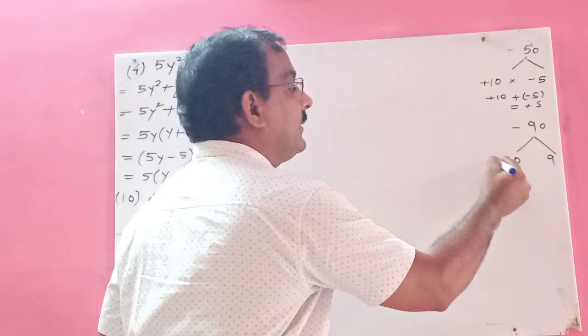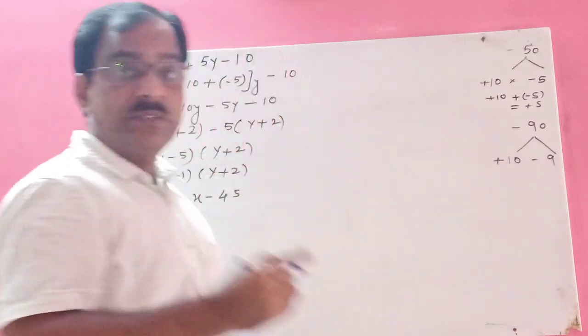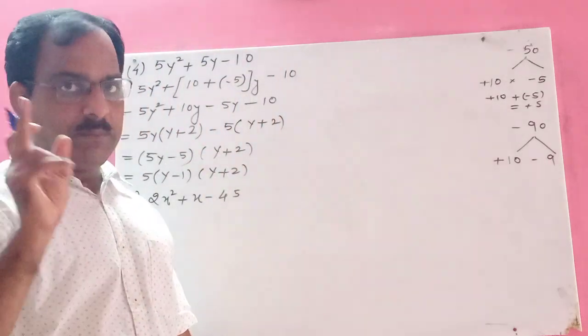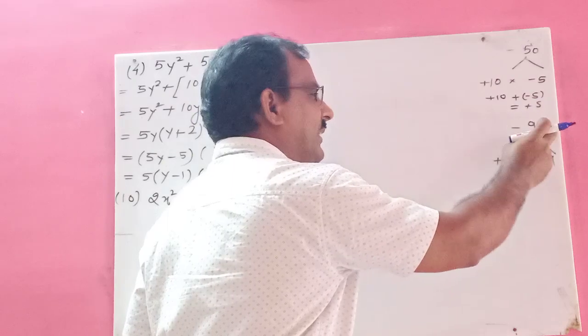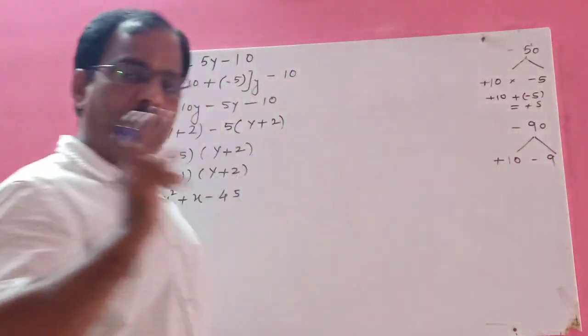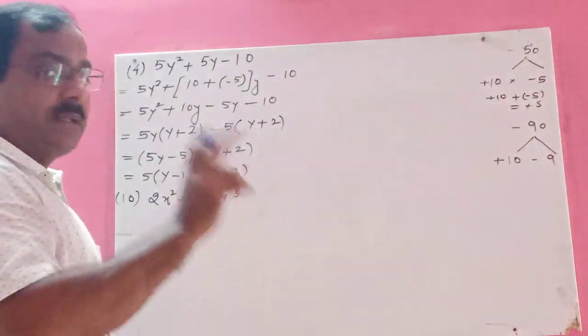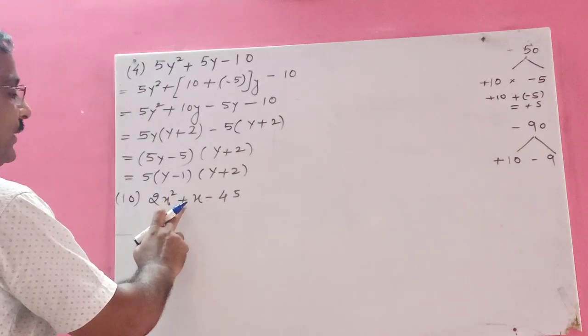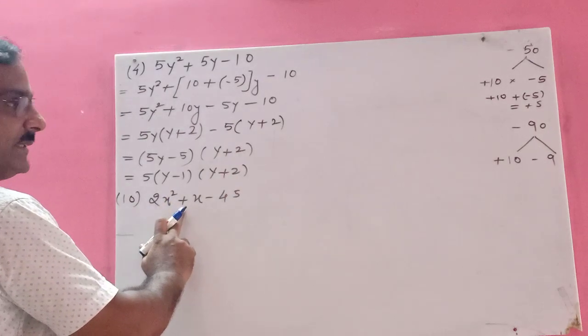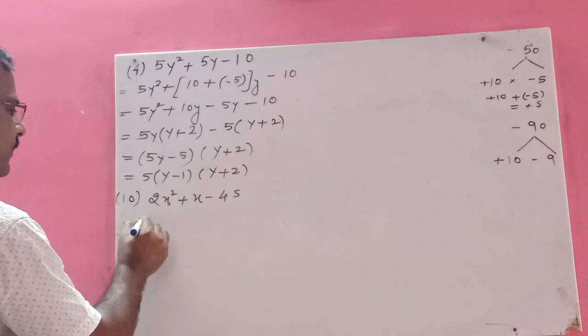So here if I am taking this as plus 10 minus 9, sum I will get 1. So keep in mind children, if this is negative, then out of these two numbers, one should be negative. That depends upon the sign of this. The bigger number will get this sign. How am I writing this now?